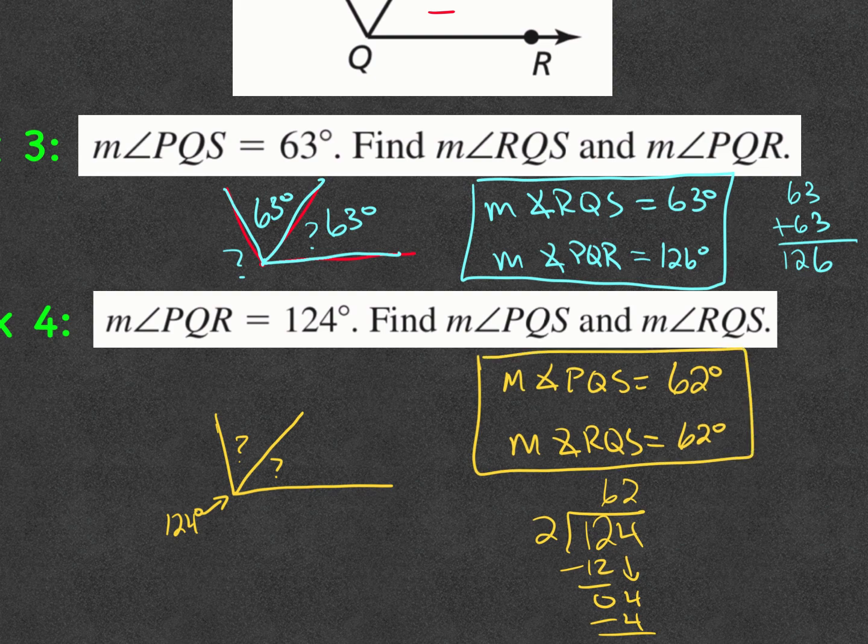After you worked it, you should have got 62 degrees. What did you have to do to find it? Divide by 2. If we knew the total was 124 and we had 2 equal parts, we just divide it by 2 and it tells us what each part is.